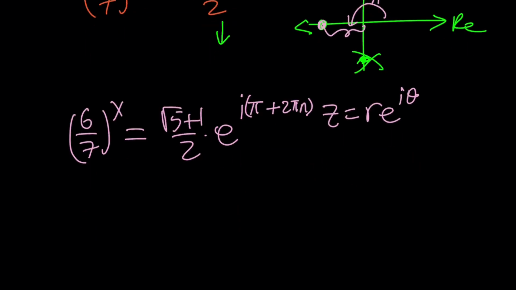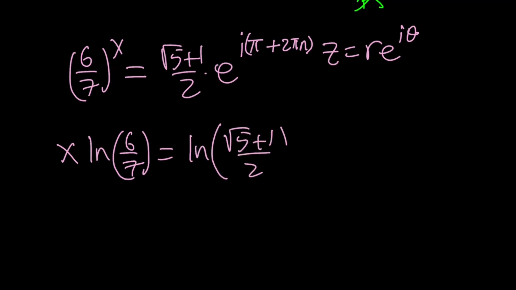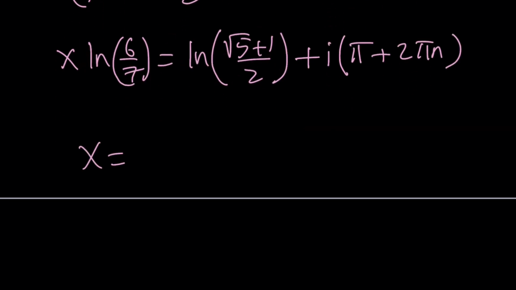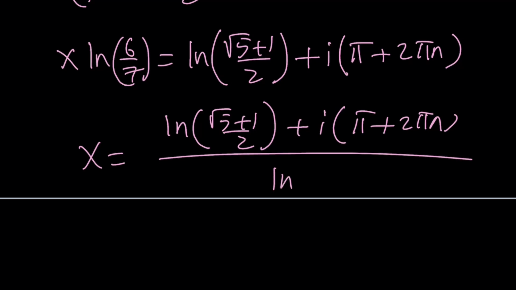Now log both sides: x ln 6/7 equals, when you ln this, it's just going to be the ln of a positive number, so it's going to be a real value, plus the complex or imaginary part is going to come from here, and that's going to be i times (pi plus 2 pi n). Since we're looking for the x value, we can go ahead and write this as ln of (root 5 plus 1)/2 plus i times (pi plus 2 pi n), and again, you can factor out a pi if you want, divided by ln 6/7. So this is going to be a complex number, and that's going to be the complex solution.